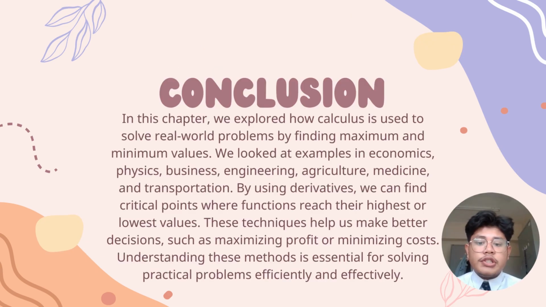So, in conclusion, in this chapter, we explored how calculus is used to solve real-world problems by finding maximum and minimum values. We looked at examples in economics, physics, business, engineering, agriculture, medicine, and transportation. By using derivatives, we can find critical points where a function reaches its highest or lowest value. This technique helps us make better decisions, such as maximizing profit or minimizing cost. Understanding this method is essential for solving practical problems efficiently and effectively.